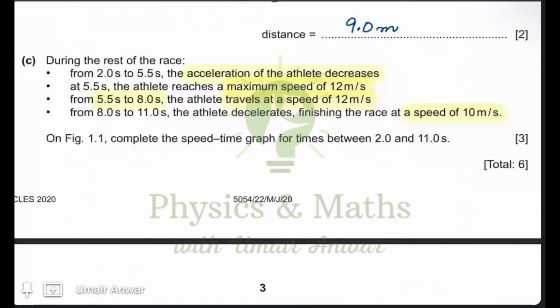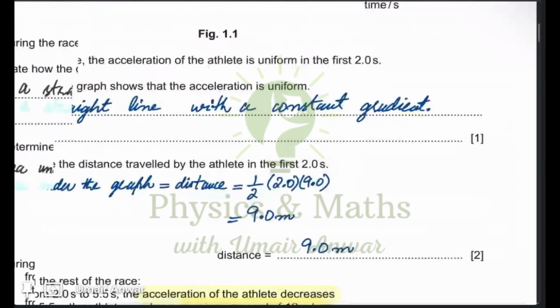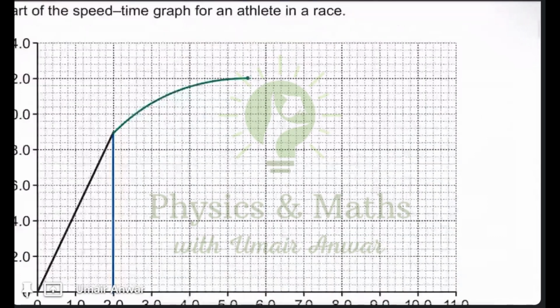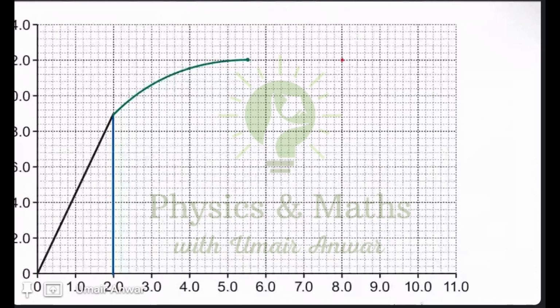Now from 5.5 seconds to 8 seconds, the athlete is going to travel at a speed of 12 meters per second. So his speed is going to be constant over here. From 5.5 to 8 seconds, the speed will not change its value from 12 meters per second. So this is the second portion.